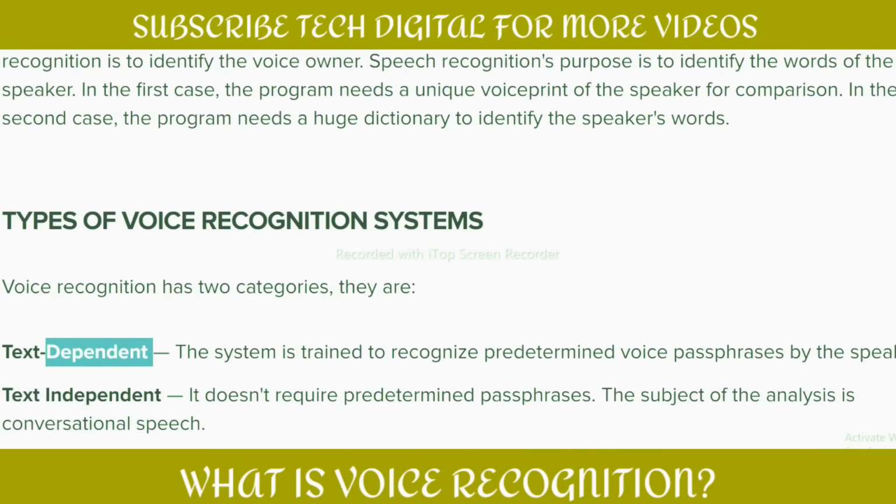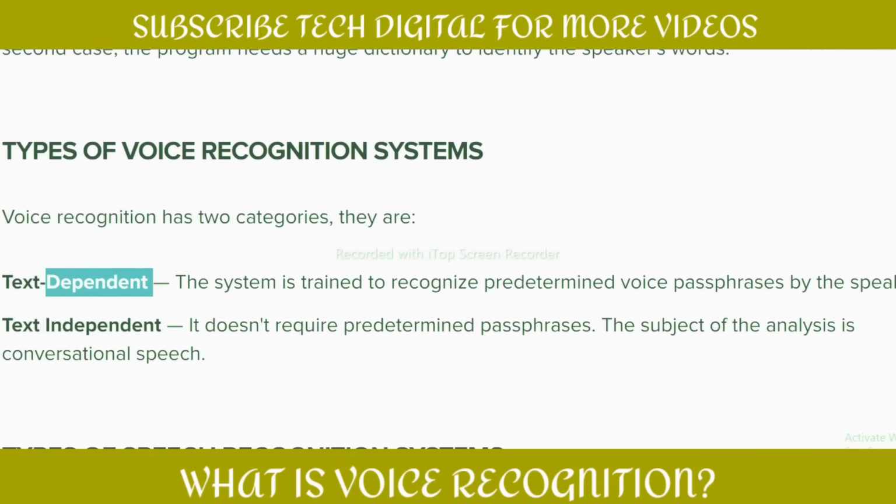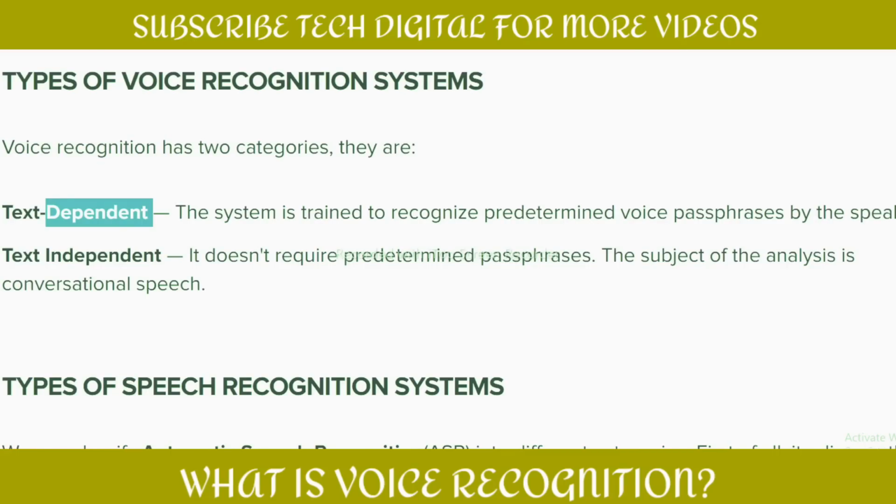Okay. Types of voice recognition systems. Voice recognition has two categories. They are text dependent and text independent. The first one says the system is trained to recognize the predetermined voice passphrase by the speaker. The second says it does not require predetermined phrases. The subject of the analysis is conversational speech.